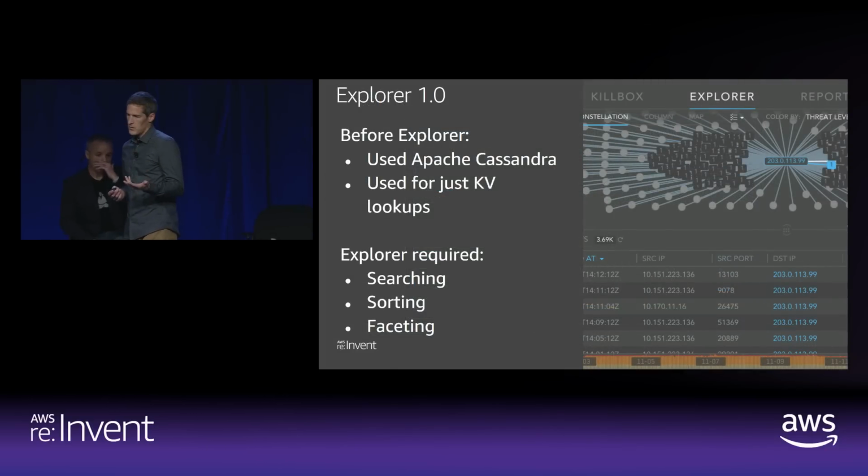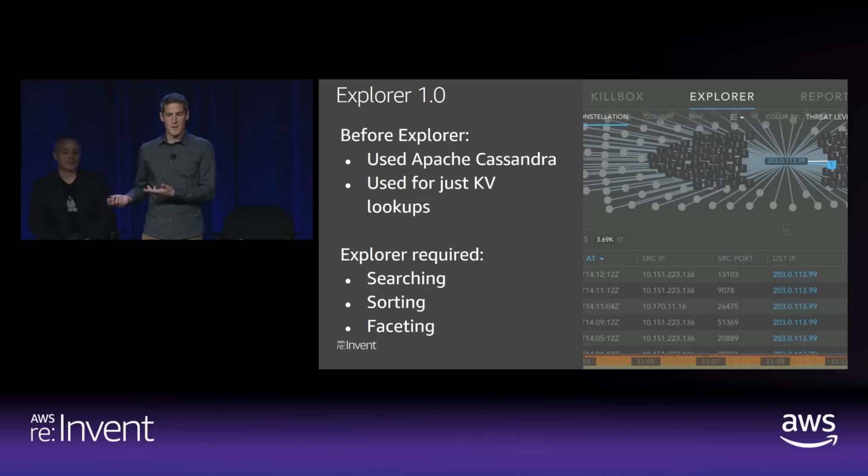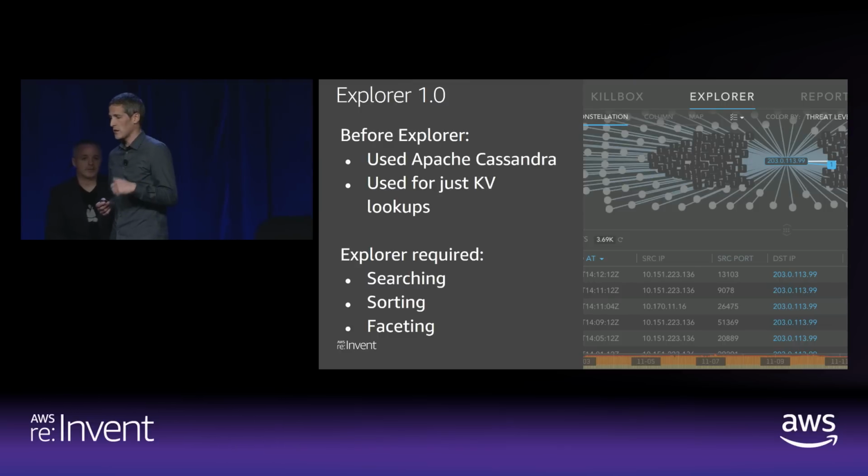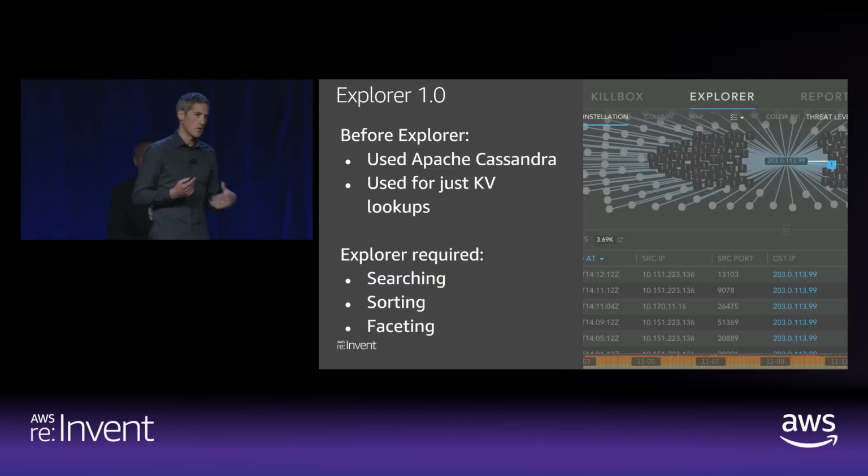Before Explorer, we were storing data in Apache Cassandra, and we were storing it for key value lookups for when threat detections would come in. We would use Cassandra to quickly grab more metadata about the detection that an analyst might be working with. In order to deliver a solution like Explorer, we needed to make that data searchable instead of just key value lookups. We needed to add sorting so that they could say, I want to order my data by, say, the biggest connection or the most bytes downloaded or the largest file in the connection, or conversely the smallest. And then also we wanted to include, if you're familiar with search technology like Lucene or Solr, faceting so that users could do aggregations on demand and explore their data in a more drill down format.